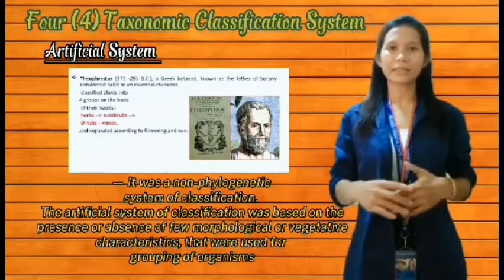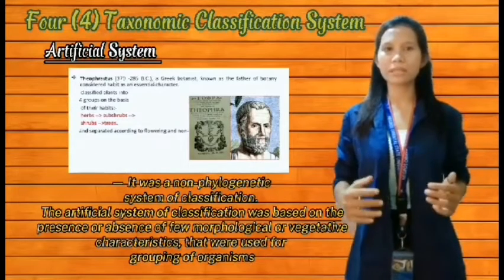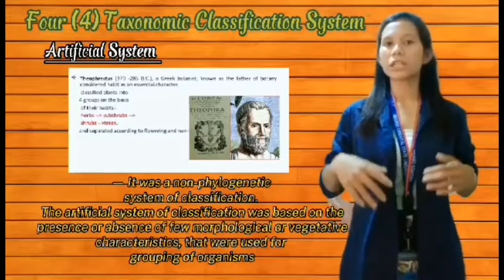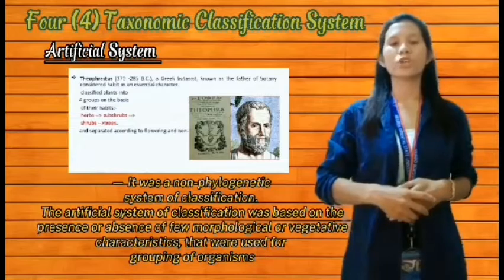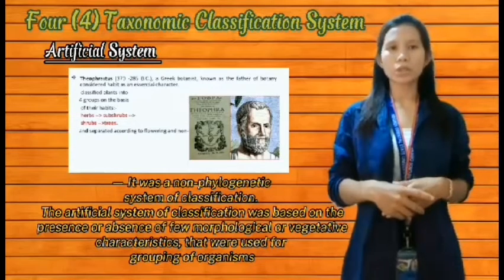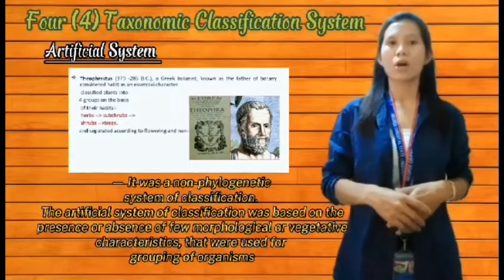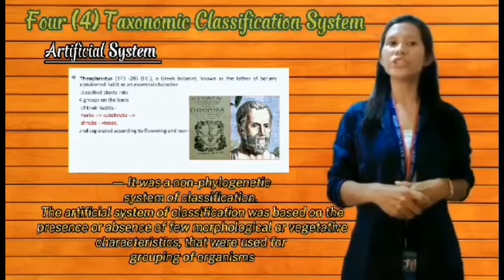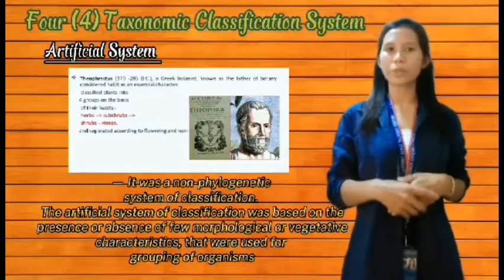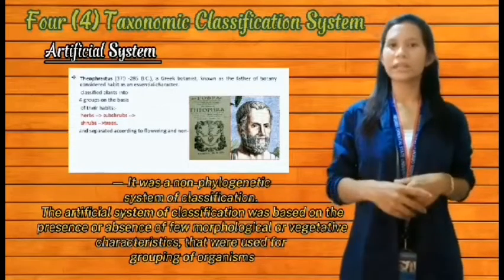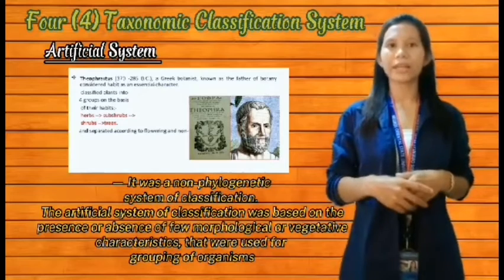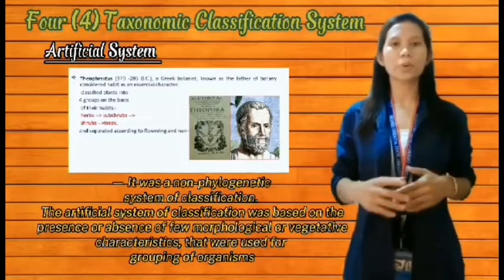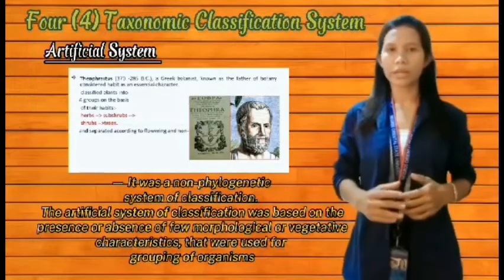So the characteristics like number and position of stamens, style, etc. were taken into consideration. The artificial system of classification uses one or two morphological characteristics for grouping of organisms. So in this system, phylogenetic or evolutionary relationship between organisms were not considered, and it also did not take into account differences at cellular levels like DNA or proteins found in different organisms.